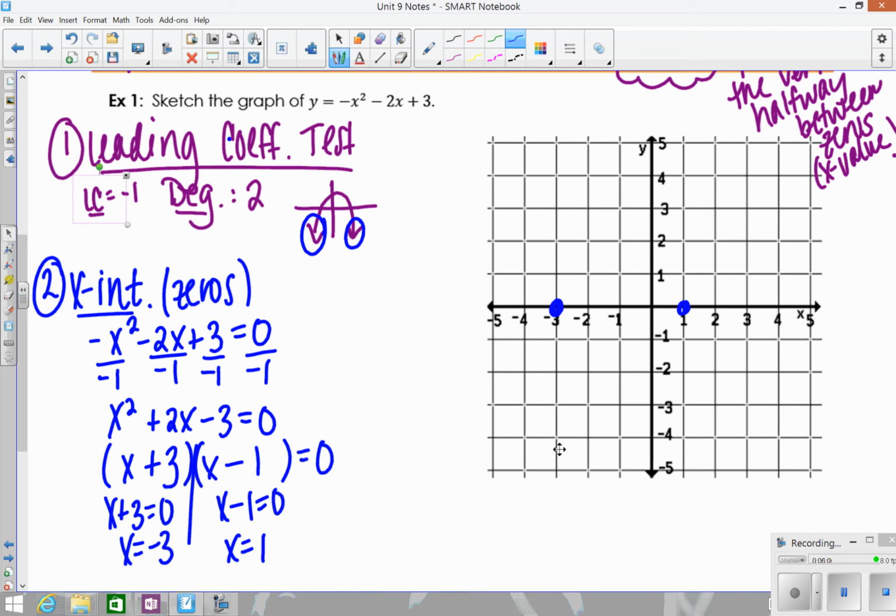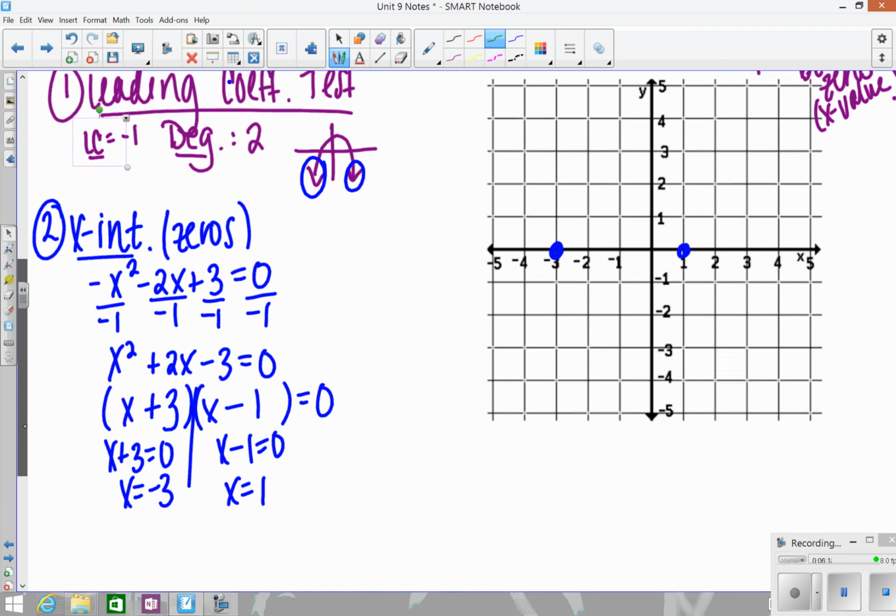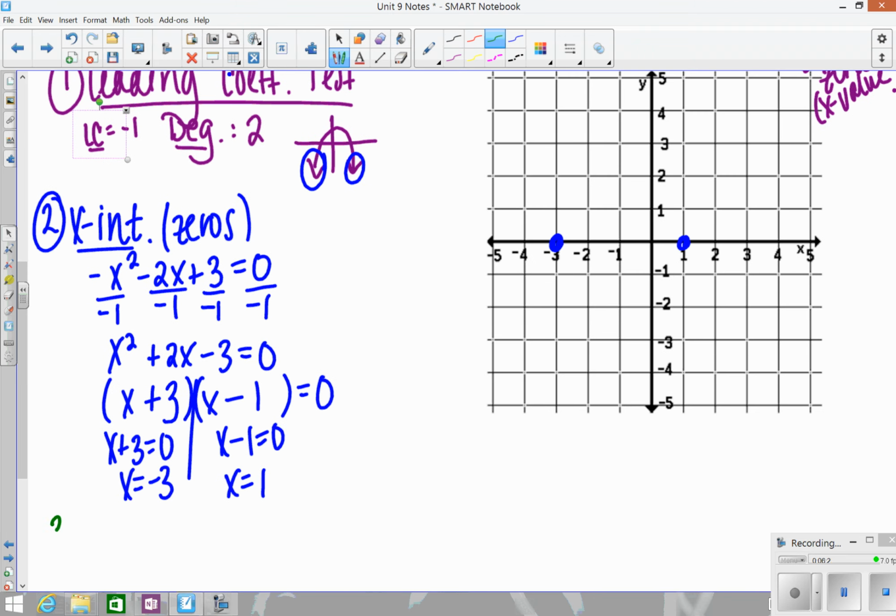But the next part is, well, how high do I go? How do I know where to stop? Should I stop here or should I stop way up here? So that's why the vertex is going to be really important here for quadratics. So the vertex, like I said, always has to occur halfway between these points. So the distance between -3 and 1 is 4. So that means the vertex is going to occur at x equals -1. So the vertex is going to occur at -1.